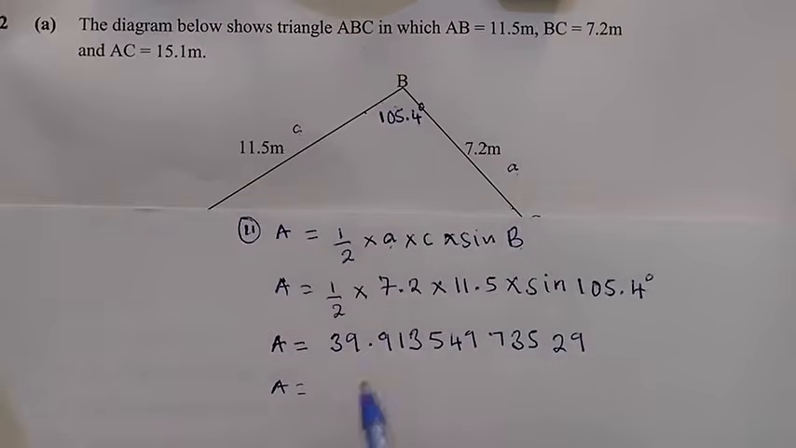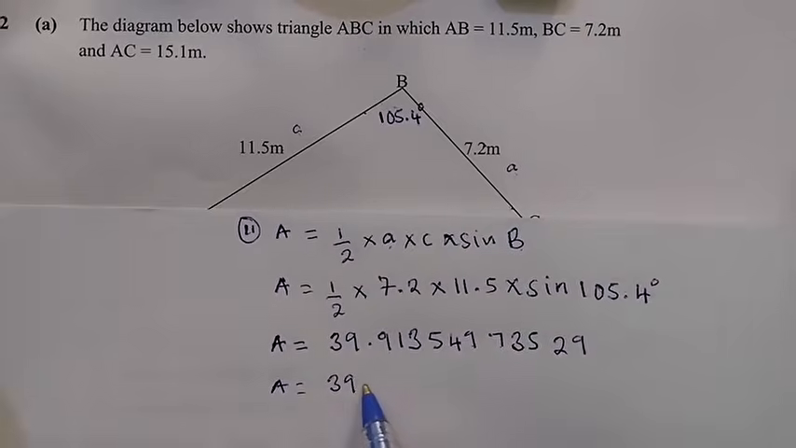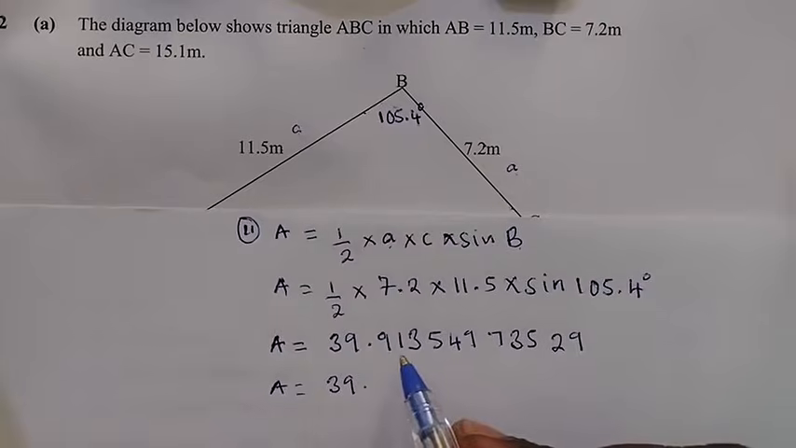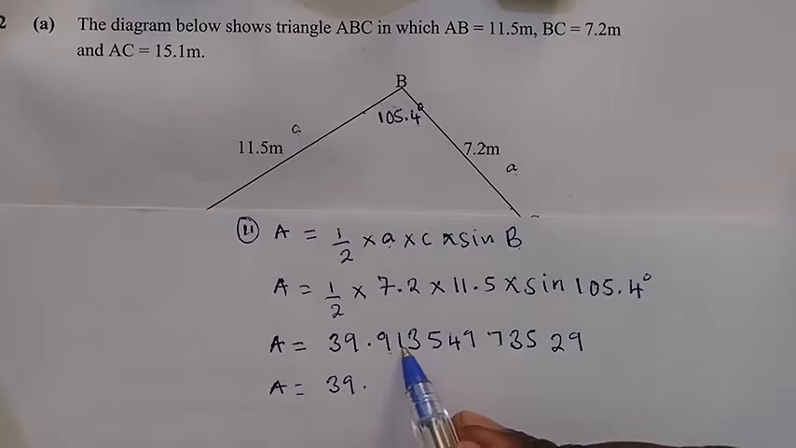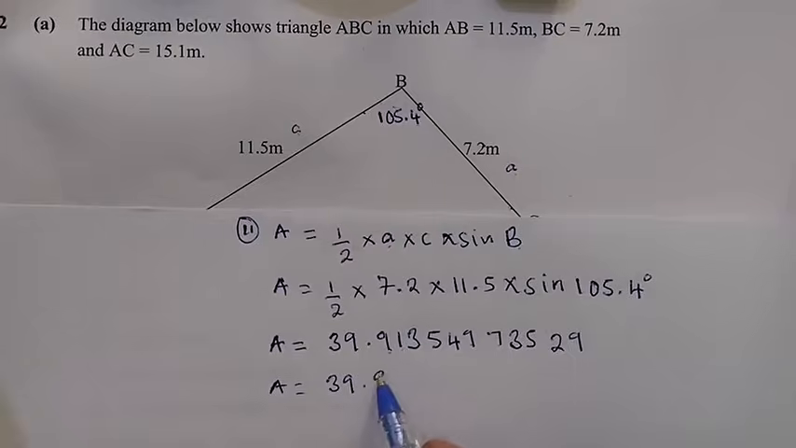So area is equal to 39.913549,73529. So we need to leave our answer correct to 3 significant figures. So we're going to have 39 point. The number that will make it 3 is this 9. So this 9 has to be rounded either up or down by the next number. The next number is a 1. So this 9 won't be rounded up, but it will be rounded down to remain the way it is.